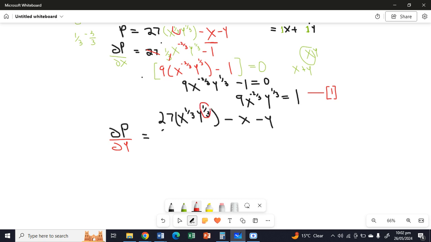So 1 over 3, I'll just bring it in front here so that we can make life easy. Exponent multiplied by coefficient, then you subtract 1 from the exponent. When we simplify everything, you're going to have 1 over 3 times 27, which is 9, x to the power 1 over 3, y to the power negative 2 over 3. This x disappears because we're differentiating with respect to y. Then when you derive this negative y here, it becomes negative 1. So here we've partially derived.